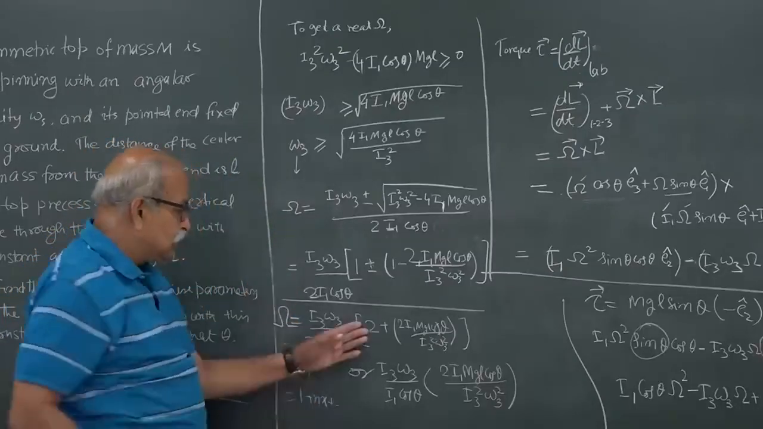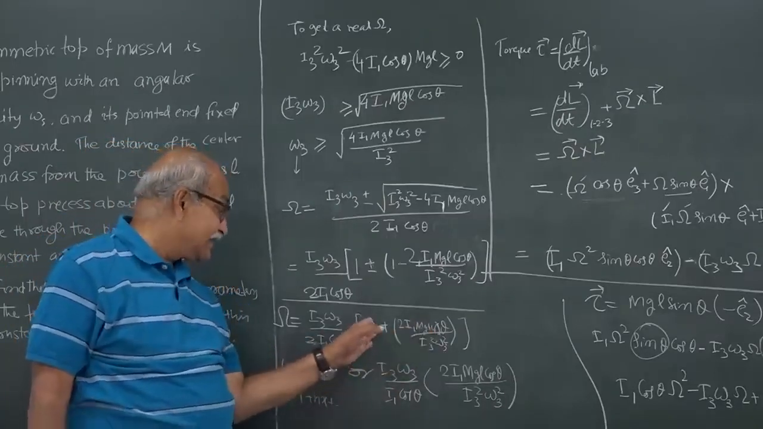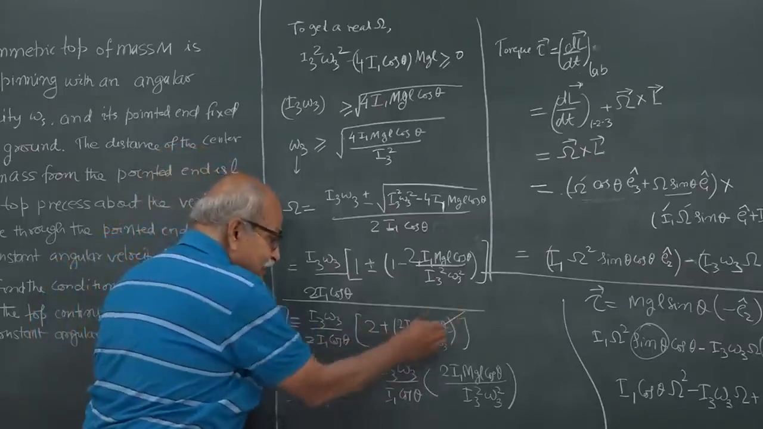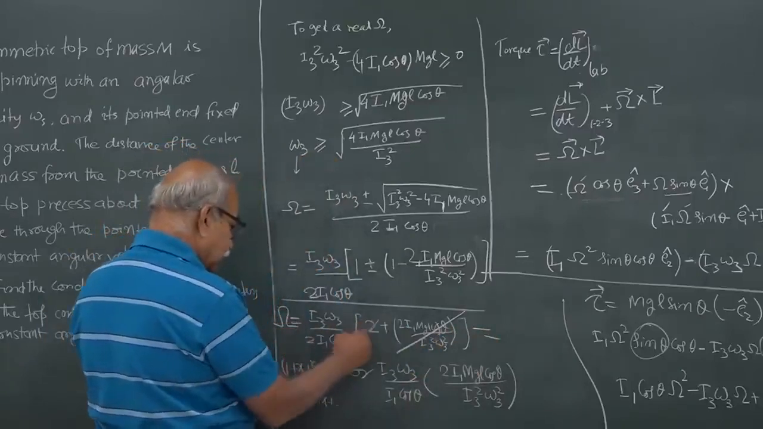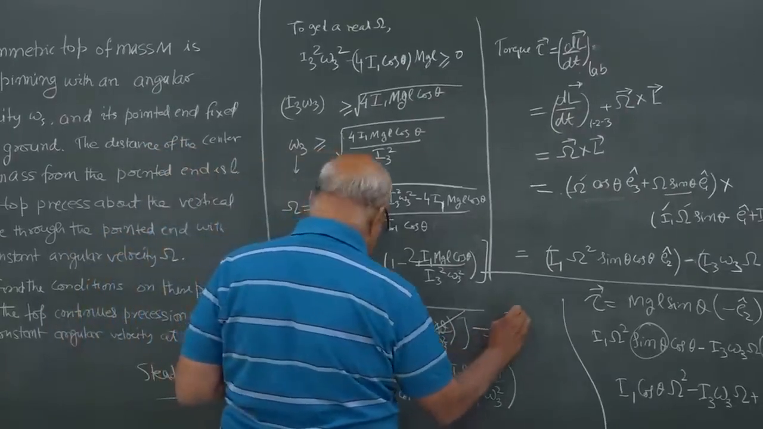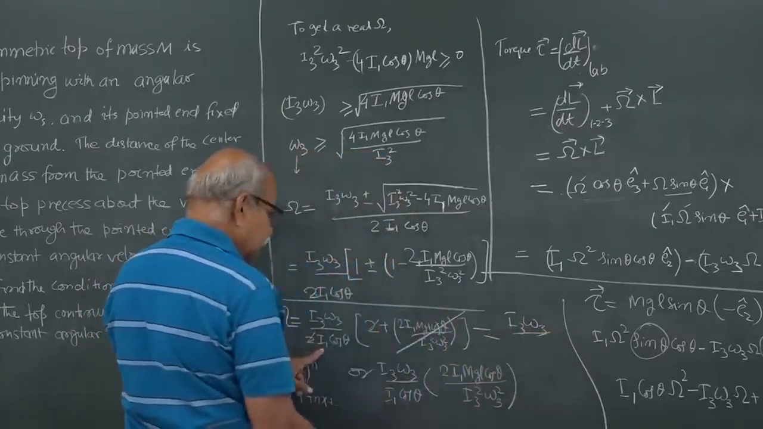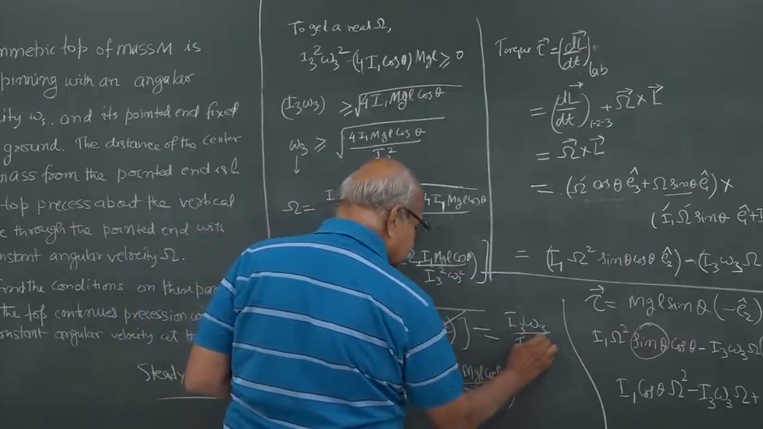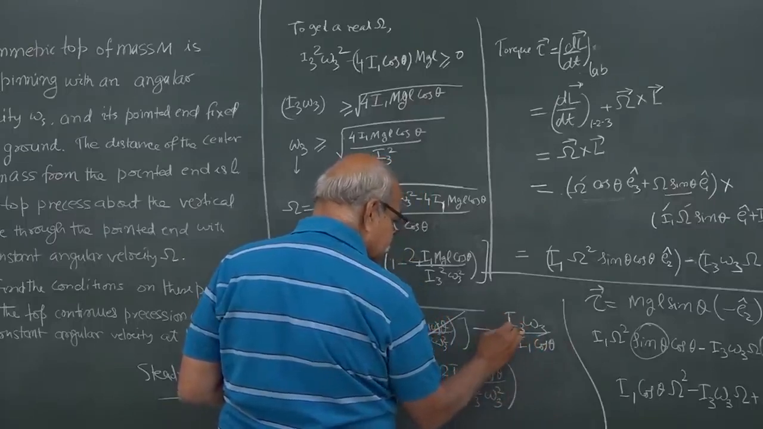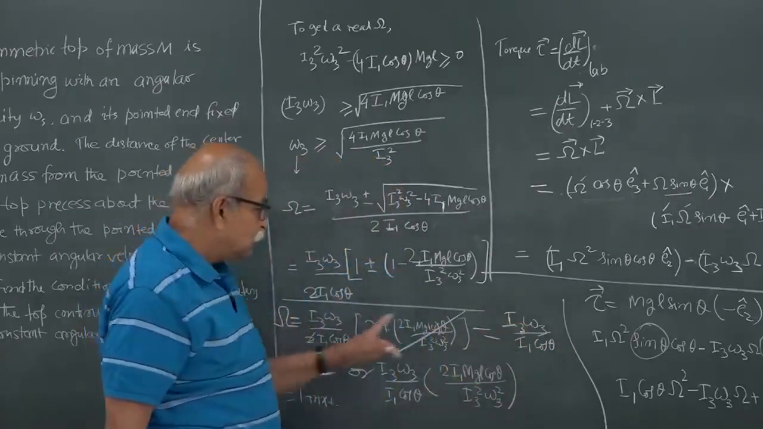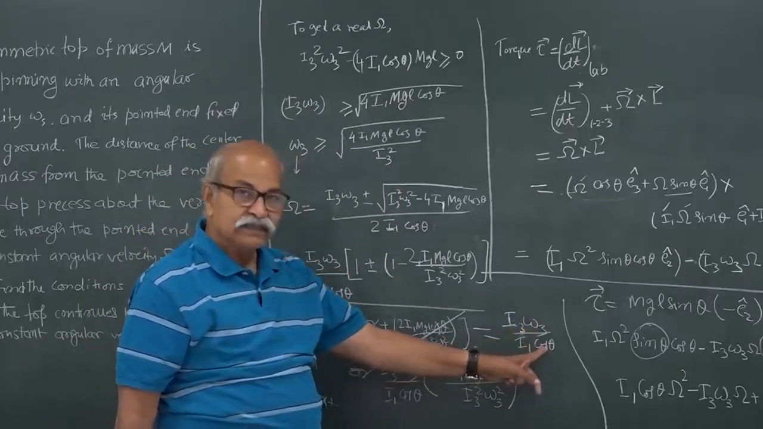Omega is this or it is this, and since this quantity is small and this 2 is sitting here, therefore, we can neglect this, and this 2 cancels with this, and it is I_3 omega_3 divided by I_1 cos theta. This is one relation between those parameters. This capital Omega is equal to I_3 omega_3 over I_1 cos theta.